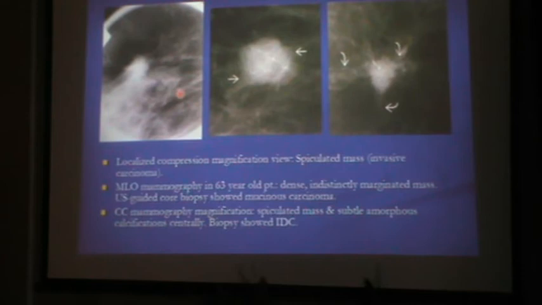This is a mediolateral oblique mammography in a 63 year old female. A dense and distinctly marginated mass. Ultrasound guided core biopsy showed mucinous carcinoma. This is an example of craniocaudal mammography, magnification. It shows a speculated mass and subtle amorphous calcification.